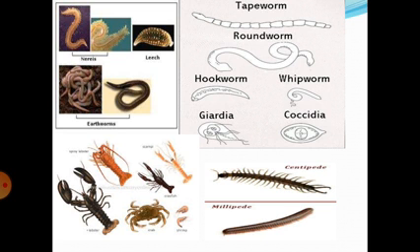Annelids have long, thin, soft bodies divided into segments or rings. Examples include earthworm and leech. Nematodes have thin, cylindrical bodies that are divided into segments. An example is the roundworm. Other examples include hookworm and whipworm.